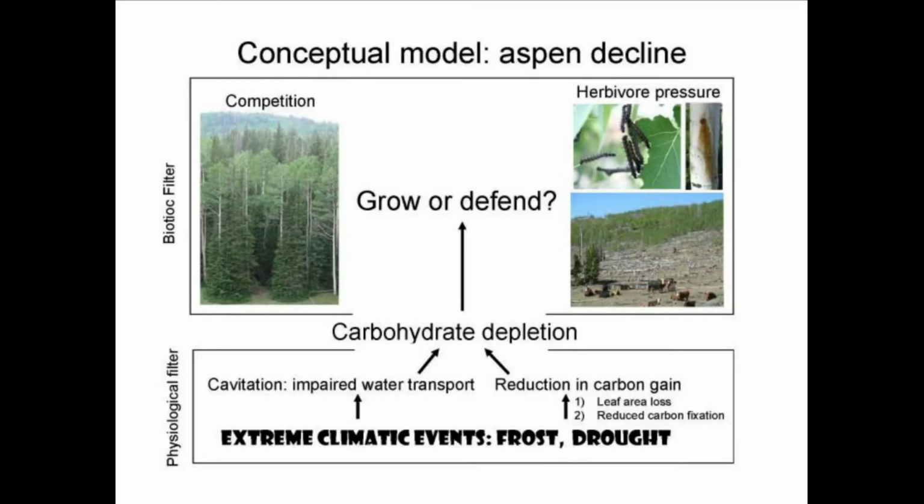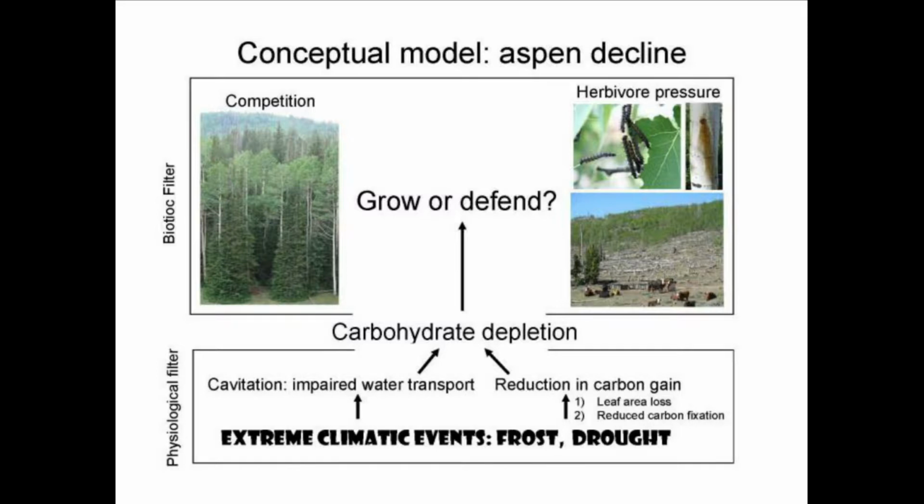So we generated this conceptual model in my lab to look at these different factors that may contribute to the success of aspen, or more recently, some of the observed decline, dieback events. And I really became interested in extreme climatic events, which are on the rise based on the models and predictions. Specifically looking at frost damage events and then extreme drought events. And the idea being that these extreme climatic events lead to carbohydrate depletion, which is the resource that plants use to better compete against competitors and to defend itself against herbivore pressures.